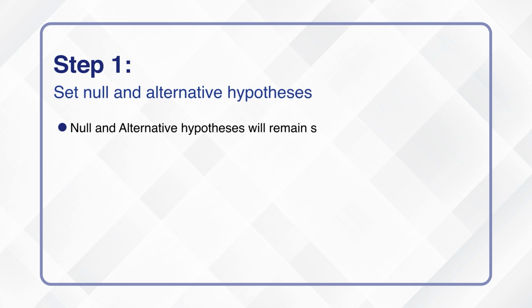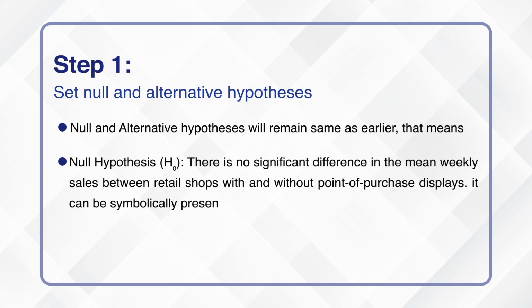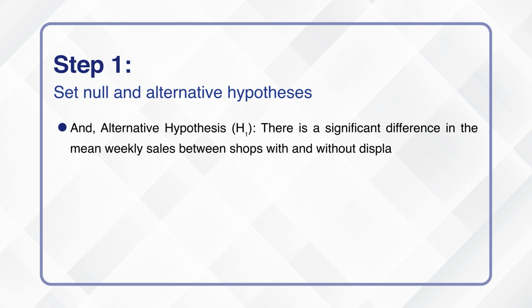So step 1 is to set the null and alternative hypothesis. Here the null and alternative hypothesis will remain the same as earlier. That means there is no significant difference in the mean weekly sales between retail shops with and without point of purchase displays is the null hypothesis, and it is written as H sub 0 such that mu1 is equal to mu2. And the alternative hypothesis is there is a significant difference in the mean weekly sales between shops with and without display, and it is represented as H sub 1 such that mu1 is not equal to mu2, and it is a case of two-tailed test.